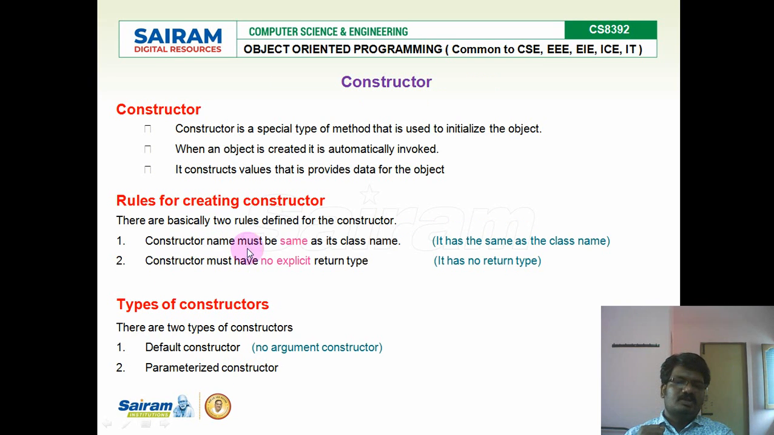First one, the constructor must have the same name as its class name. Constructor is a function, right? So the function name should be the same as the class name. That is the first rule. Second rule is the constructor must have no explicit return type.